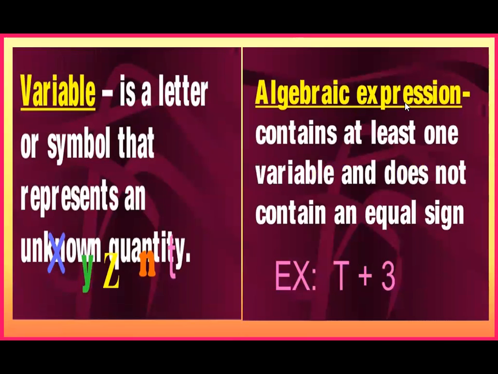And what is an algebraic expression? An algebraic expression contains at least one variable and does not contain an equal sign. So an algebraic expression has a variable. Here two expressions are given, a variable and a number. So it can even be a combined one. 3t can also be there, a variable and a number combined.